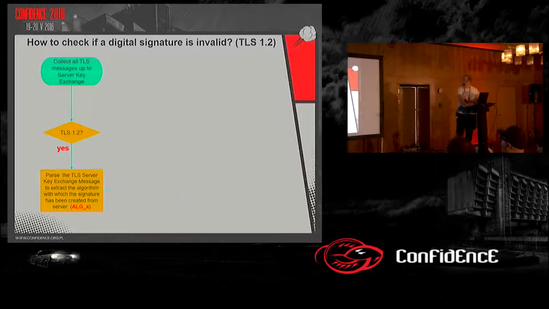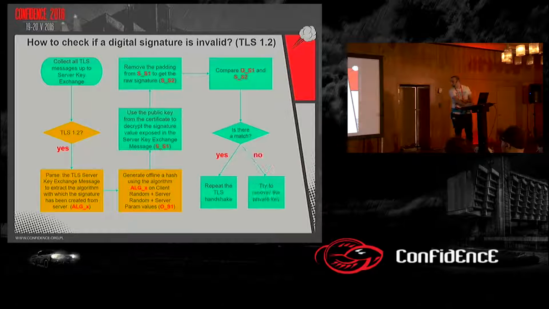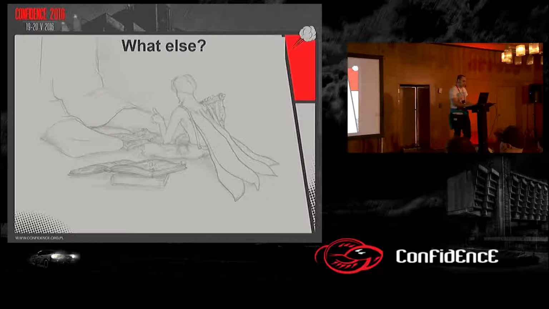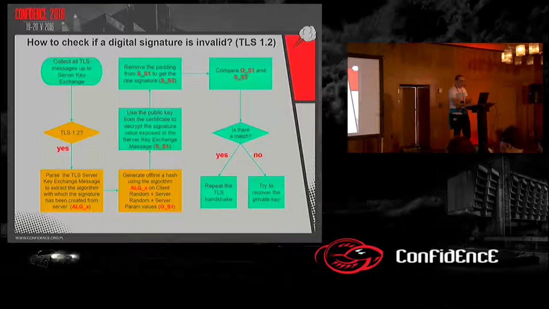And with TLS 1.2 it is basically the same, except that TLS 1.2 doesn't use a static MD5 and SHA-1 hash. Instead, TLS 1.2 uses a hashing algorithm which is specified inside the TLS server key exchange message. So basically, it can be SHA-512, SHA-384. So it is negotiable in this sense. And this is the only difference.